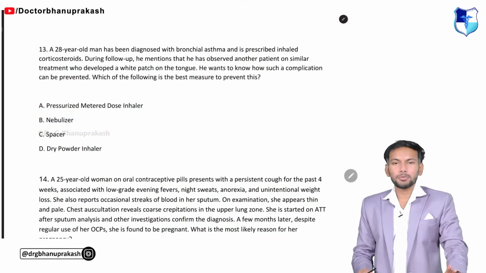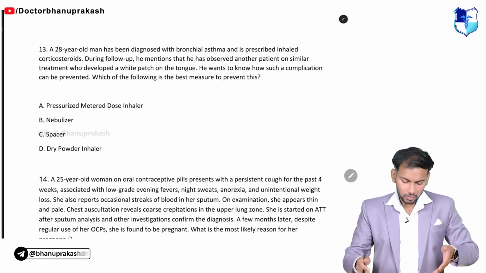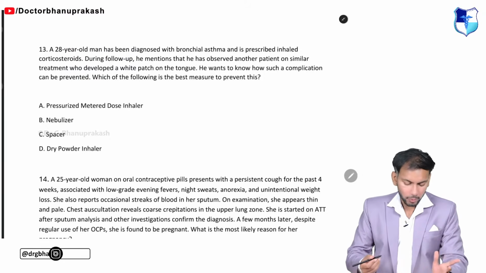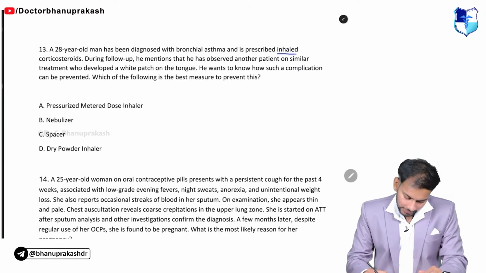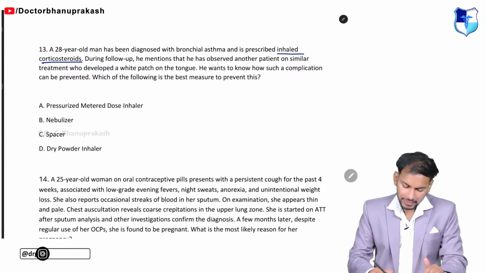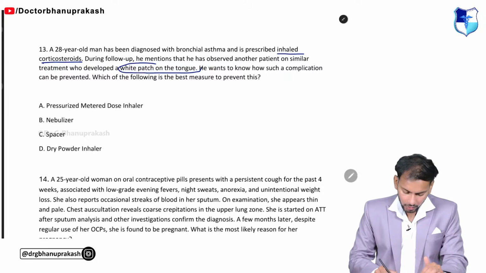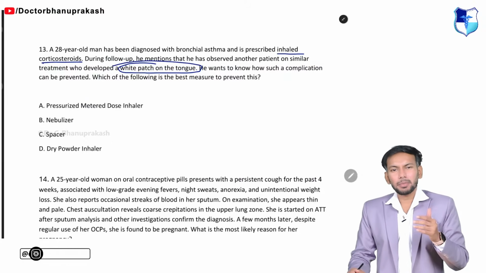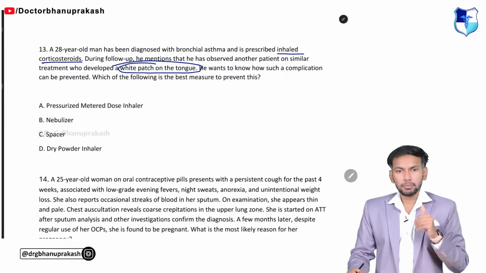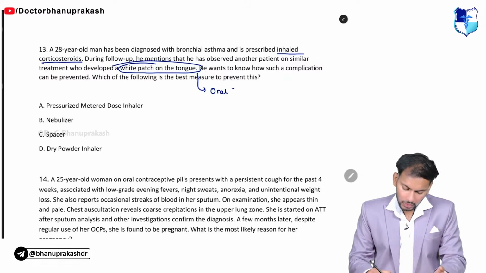Yes. As I've told before, here are some of the questions to see how much you have really understood the concepts. So, the first question that we're going to see here is, a 28-year-old man has been diagnosed with bronchial asthma. Obviously, then he would be started on inhaled corticosteroids to decrease the inflammation. During the follow-up, he mentions that he has observed another patient on similar treatment developed a white patch on his tongue. Why? See, inhaled corticosteroids will reduce the immunity in the oral cavity, so it can cause fungal infection. So it has caused oral candidiasis.